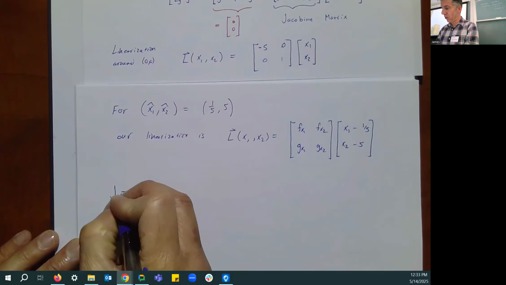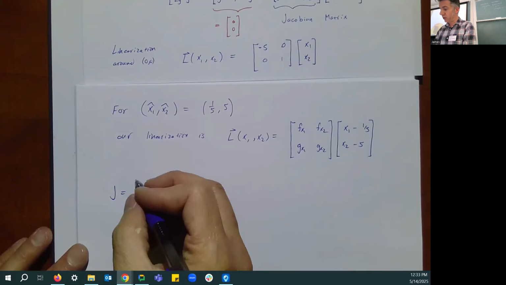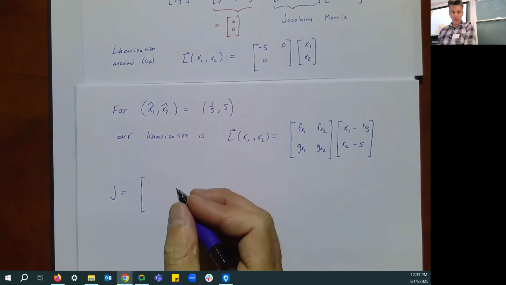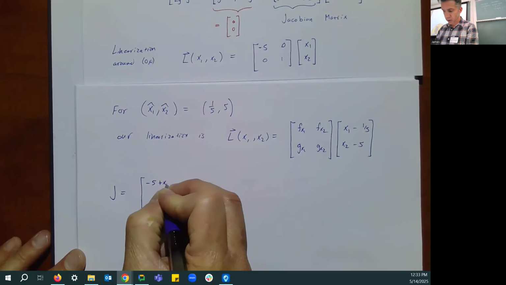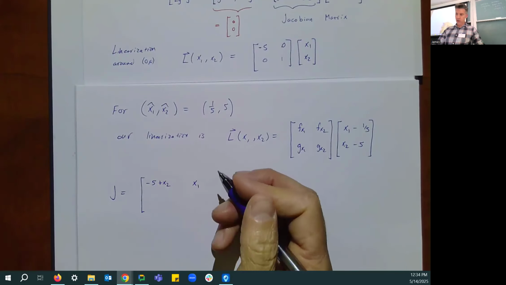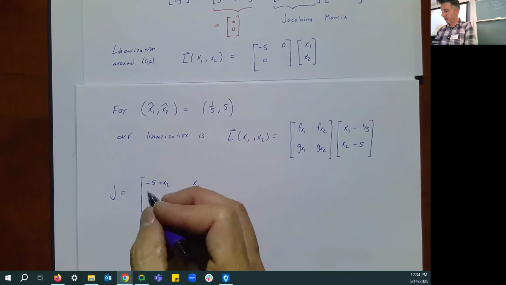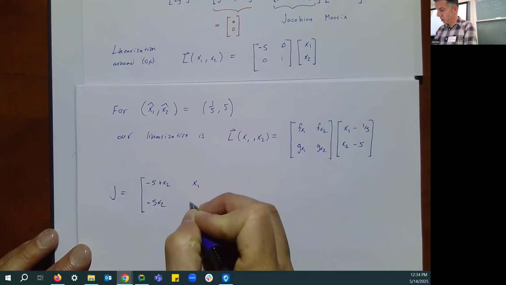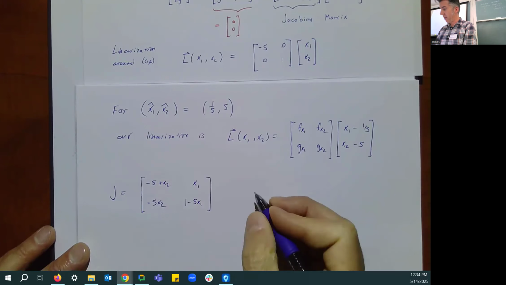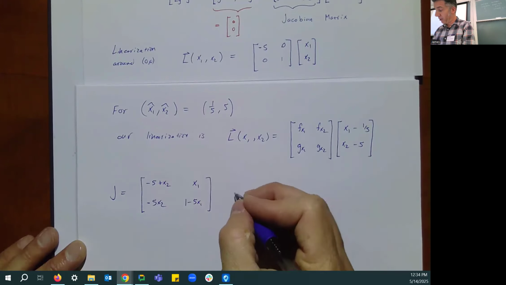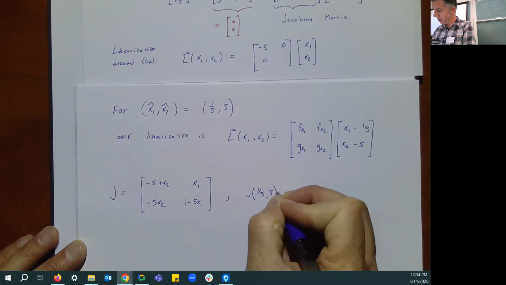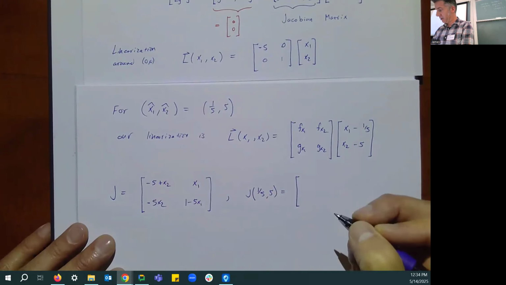So our Jacobian is going to equal, I'm just going to write down the generic partial derivative matrix here because I forgot what it was. My fx1 was -5 plus x2. My fx2 was 0 plus x1. My gx1 was -5x2. And my gx2 was 1 minus 5x1. And then if I plug in my particular point, J of (1/5, 5) will give me the matrix I need for this particular linearization.